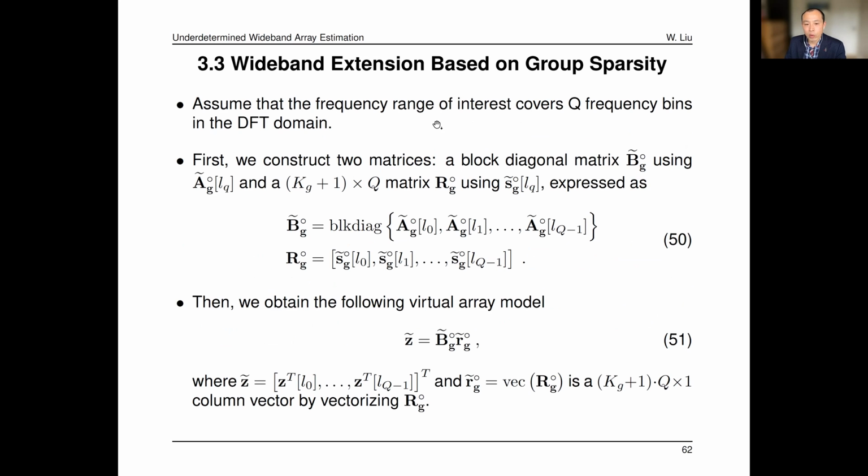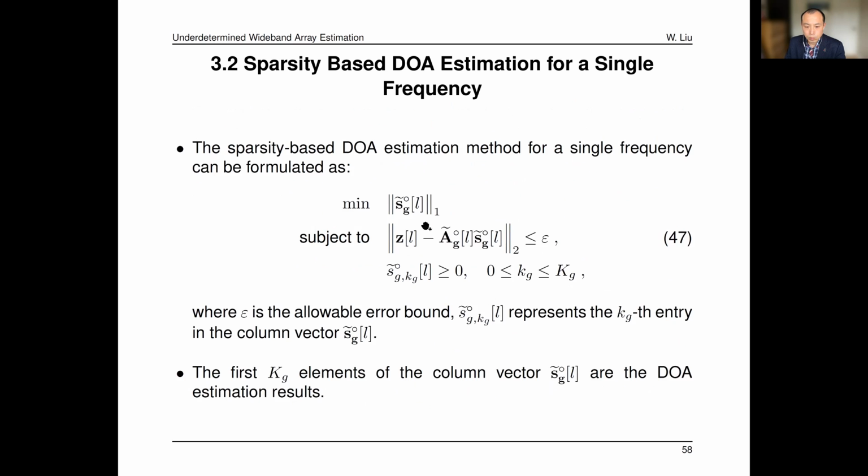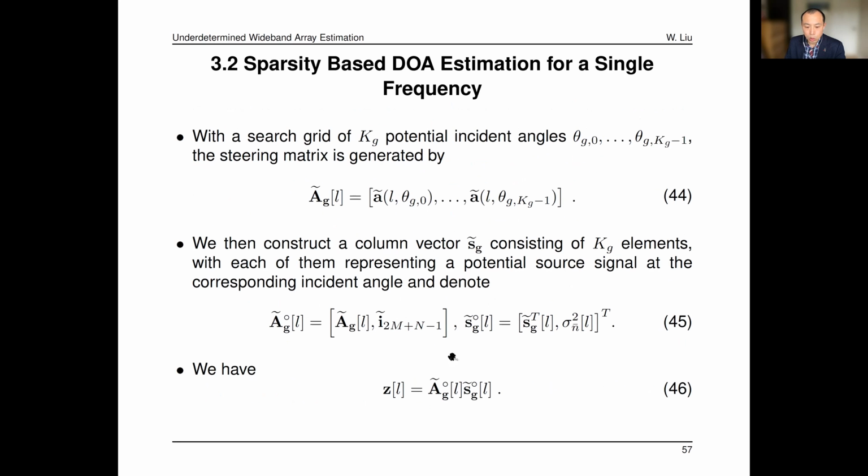Now we assume the frequency range of interest covers Q frequency bands in the DFT domain. And then we construct two matrices: a block diagonal matrix using this, and also a data matrix using these individual source vectors. So here is the diagonal matrix. These are the individual ones you see here. So you have this individual model for each frequency. Then you can put all the ZL into a long vector, and then put this into a diagonal matrix. Also put this into a long vector, right?